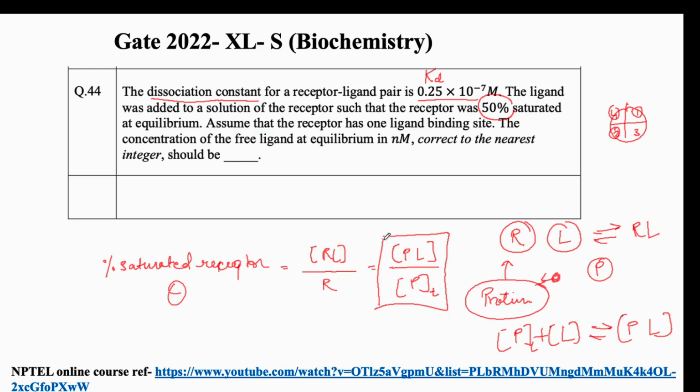Now we have to find out the concentration of free ligand. We have to find out this L, the concentration of L. And we already have a theta. So what is theta? Theta is 50% of the protein saturated with the ligand, so the theta value is 0.5. We have the theta value and we need to calculate the concentration of ligand. So how to do that? We have to derive an equation. It's very simple.